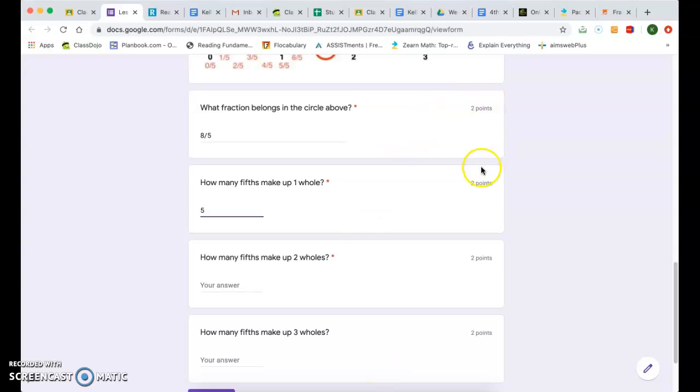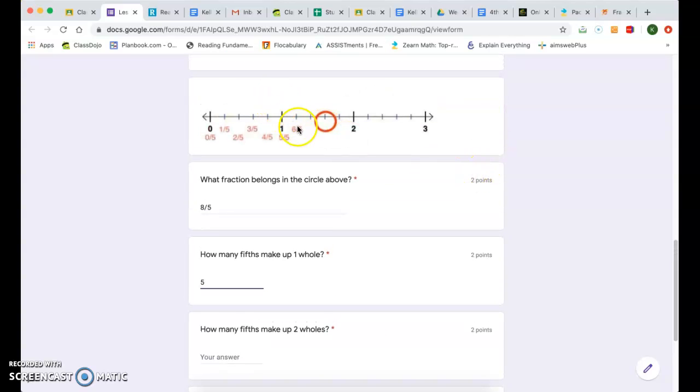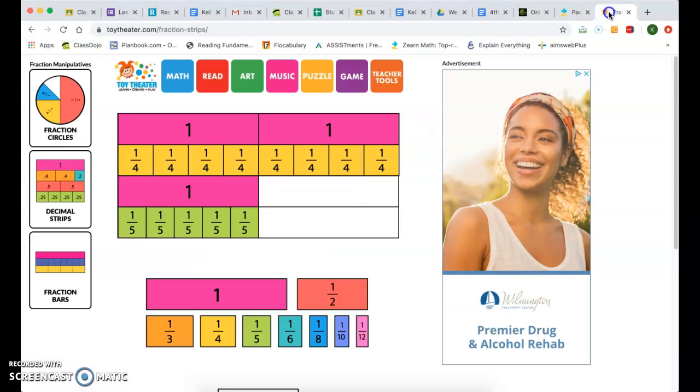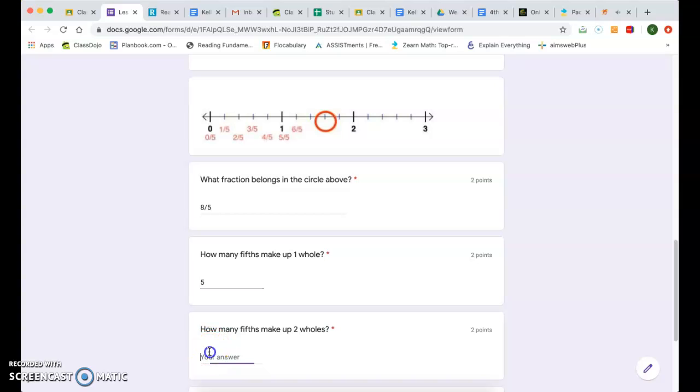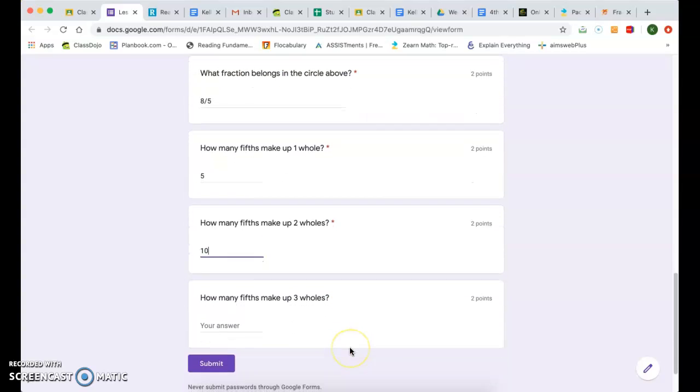How many fifths make up two wholes? Well, here, if this is 6/5, 7/5, 8/5, 9/5, this would be 10/5, but I could also show that here. This is two wholes, 6/5, 7/5, 8/5, 9/5, 10/5. It would take 10/5 to make up two wholes.